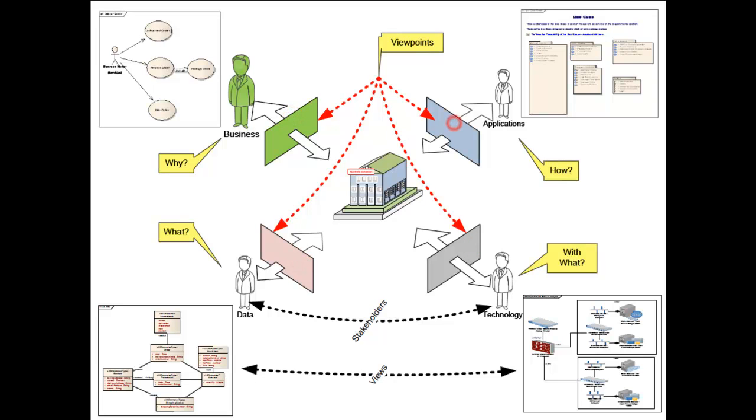Every stakeholder sees the same bank from a different perspective or viewpoint. Business understands processes and roles, data sees data entities, application speaks in classes, objects, components, and technology lexicon has routers, switches, and networks. How do we bring all their understandable jargons and help them achieve the same goal?